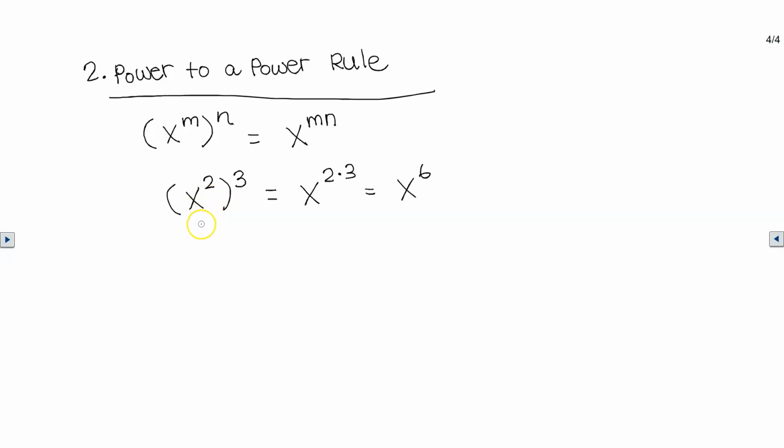Exponents are repeated multiplication. So I want you to look at this exponent of 3 right here. We are going to repeat something 3 times in a multiplication problem. Well, what is that something that we're going to repeat 3 times in a multiplication problem? Well, it's x squared that's being raised to the 3rd power. So I need to repeat x squared 3 times in a multiplication problem. So I'm going to take 3 x squareds and I'm going to multiply those together.